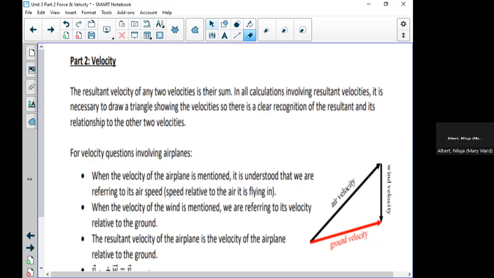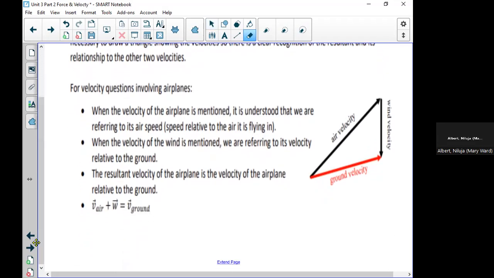But just some terminology. So for velocity questions involving airplanes or aviation, there's a couple things we have to know. The first is that when the velocity of airplanes is mentioned, it's understood that we're referring to what's called its airspeed. Okay, so when you talk about a plane's airspeed, it's always in relation to the air that it's flying in. When we talk about the velocity of the wind, what we're talking about is its velocity in relation to the ground. So you'll always be given a speed and a direction for that. The resultant velocity, therefore, of the airplane is when we look at the velocity relative to the ground.